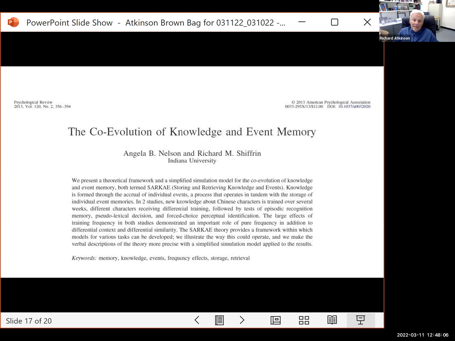Angela Nelson is one of Rich's PhDs. If you try to read that paper, I guarantee you may read it through, but you'll have to read it 4 or 5 times, and you'll probably end up reading each section somewhat separately because every sentence is something to deal with. The model's called SARC. You all probably know about it, storing and retrieving knowledge and events. At any event, Angela is actually here at UCSD as a lecturer, and I just think that this paper is one of the most important papers that I have ever read in psychology.